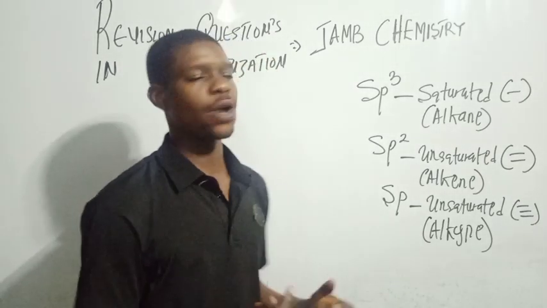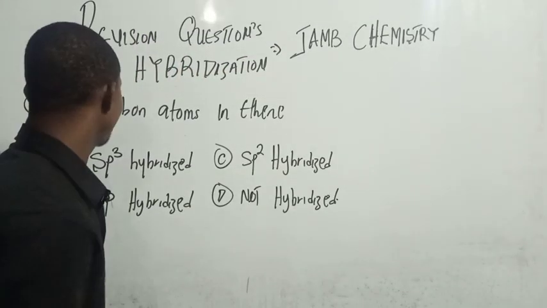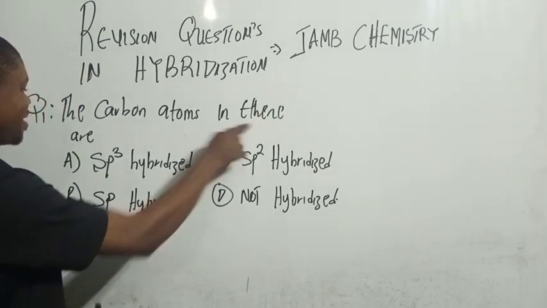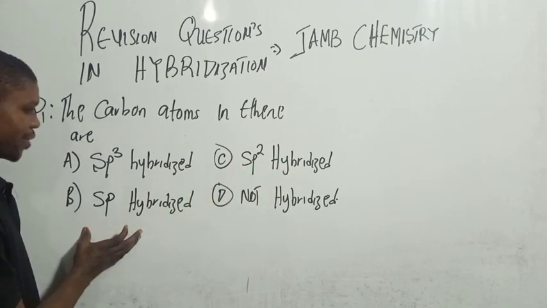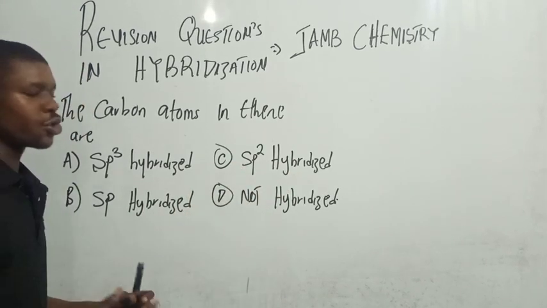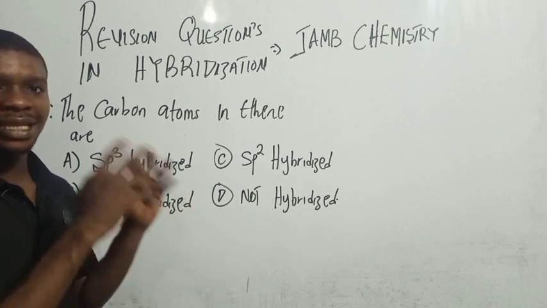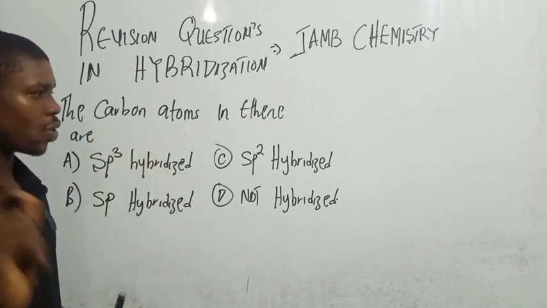Do you get that? So now let's take question one. Let's take the first one here. It says the carbon atom in ethene are: is it sp3? Is it sp2? Is it sp? Is it not hybridized? So these are regular questions you see in JAMB chemistry, so you have to pay close attention here.